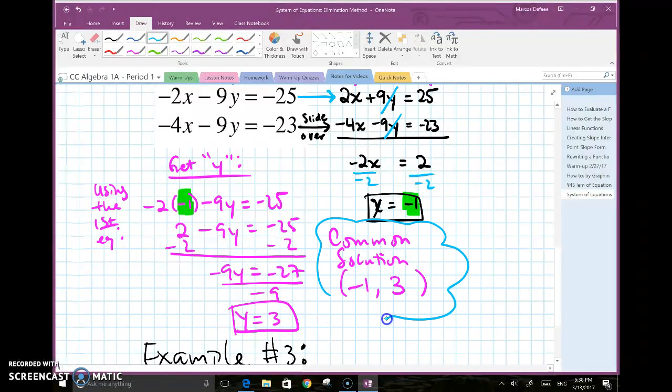So this is our common solution. Or, in other words, our point of intersection. If you were to graph these two lines, you would see that they intersect at negative 1 and 3.